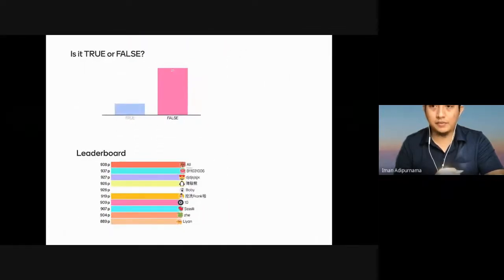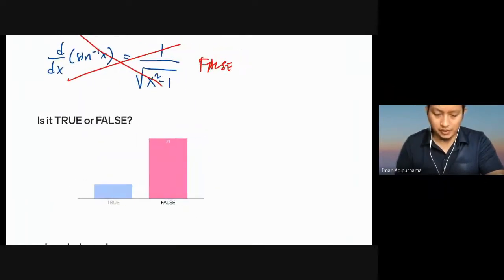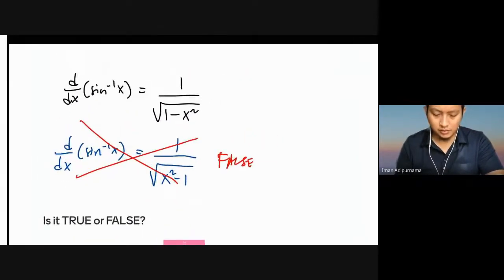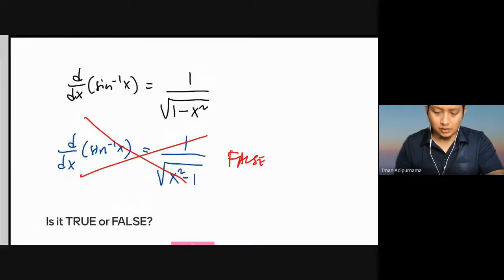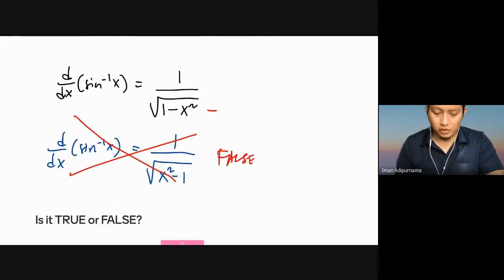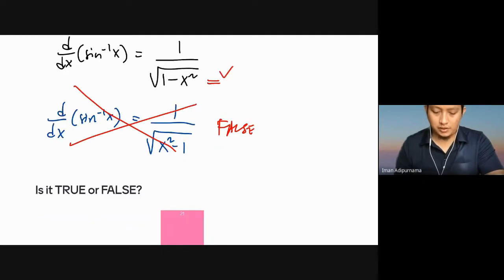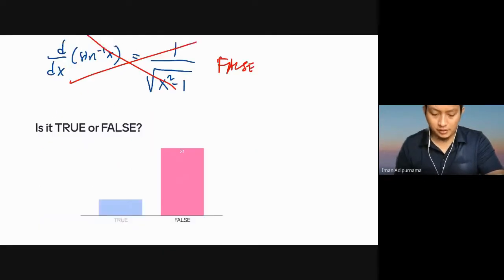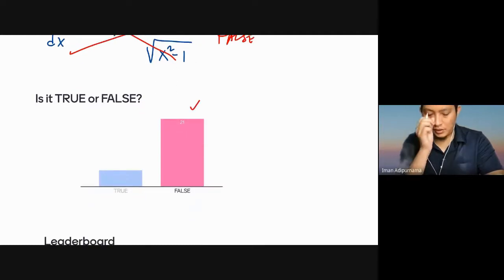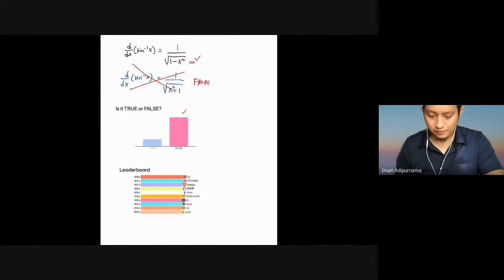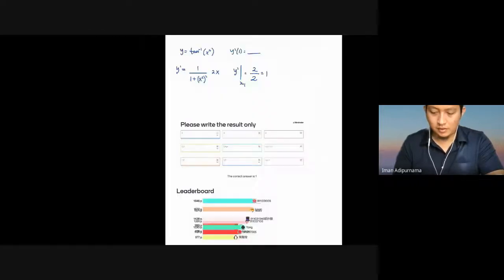Let's start with the feedback for last Tuesday. So we have this statement here. The correct statement should be 1 minus x squared. Okay, this is the correct one. So this statement here will be false. Majority of you got the correct answer.